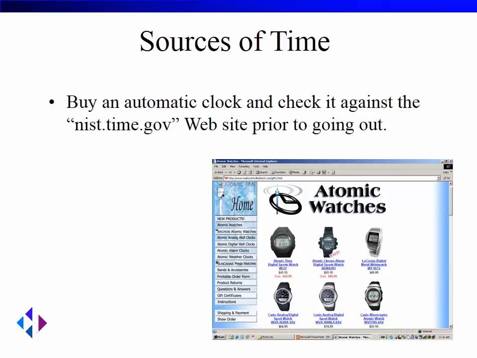One of the things you can do as a forensic examiner is buy an atomic clock and check it against the NIST time.gov website prior to going out. I have had quite a few of these in my career, and I can tell you that 1 out of probably 10 was not accurate. And I found that out by literally when I bought it, I compared it to the NIST time.gov site and saw that it was off by a couple seconds. But generally, they are pretty right on.